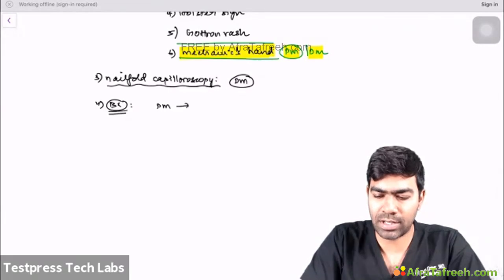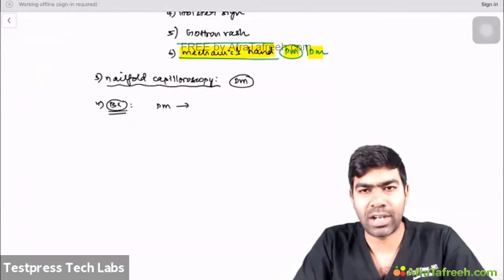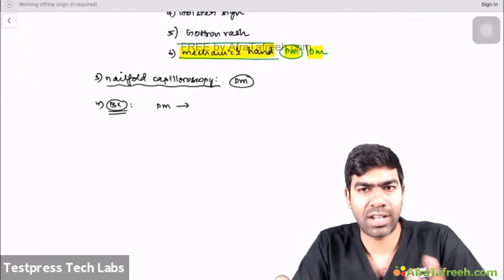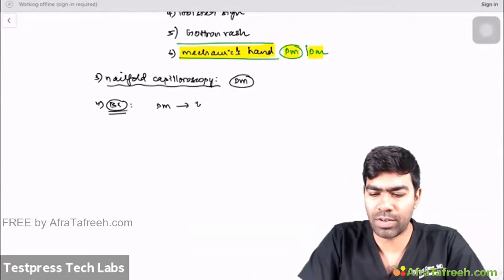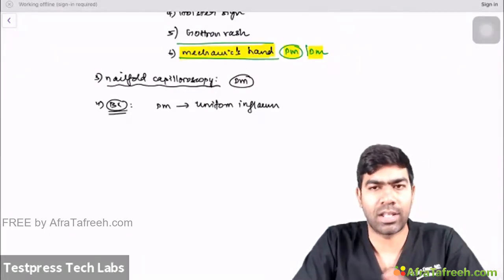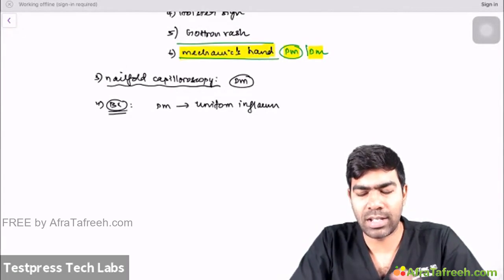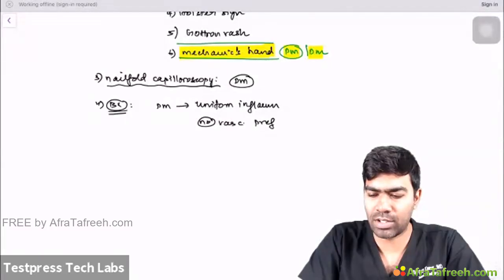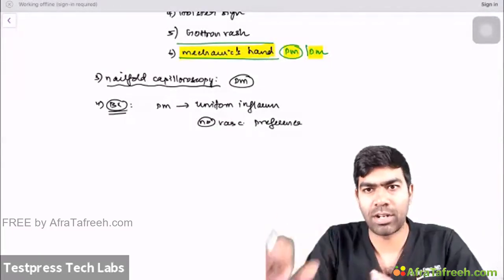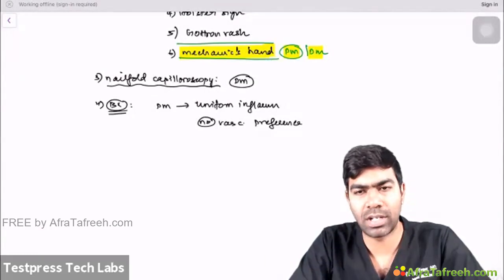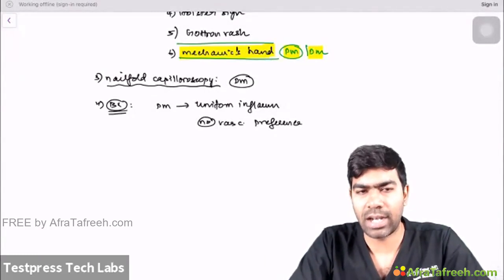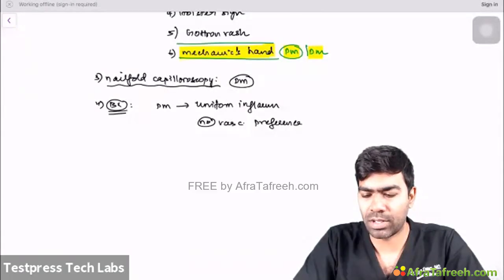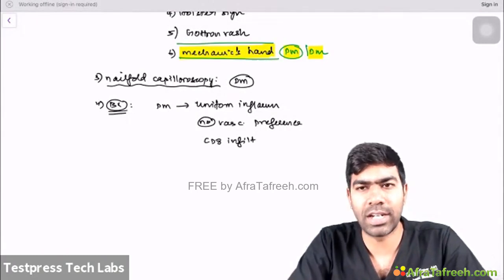As far as polymyositis is concerned, the inflammation will be a diffuse inflammation, involving all the fascicles uniformly. So there will be uniform inflammation of the entire muscle area that you are looking at. At the same time, there will be no vascular preference, in the sense that the inflammation is not concentrated around a particular vessel. And there will be a CD8 infiltration rather than a CD4 infiltration.